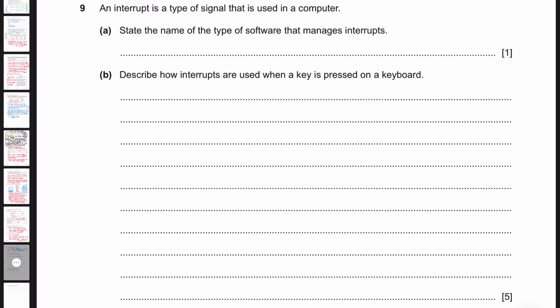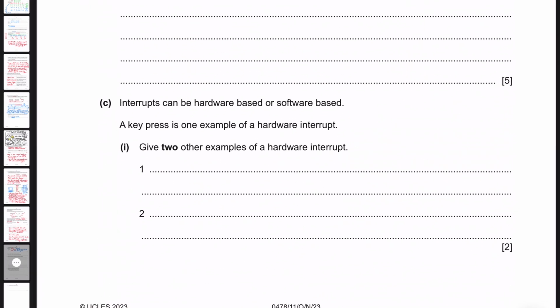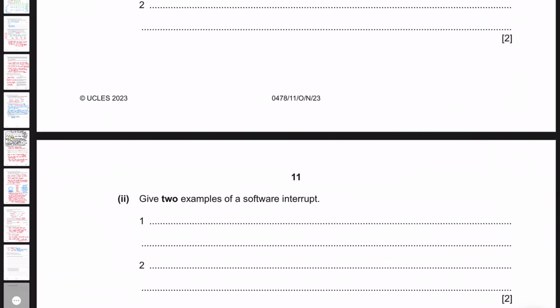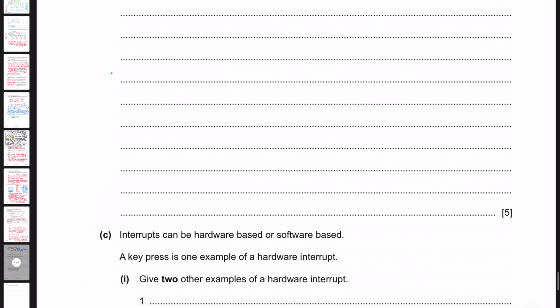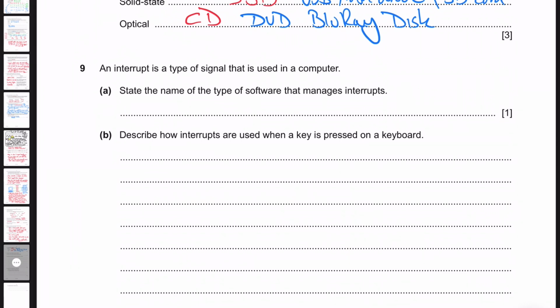Question 9, the final question. An interrupt is a type of signal that is used in a computer. State the name of the type of software that manages interrupts. I cannot remember when an interrupt question last came up, but we've got quite a big one here. It's worth 10 marks at the end of question 1, so we need to get this right.